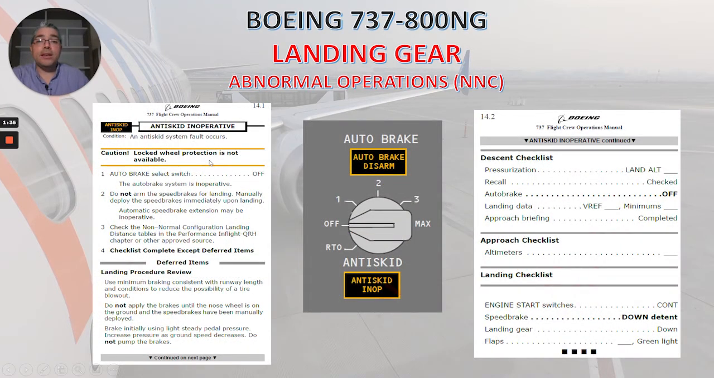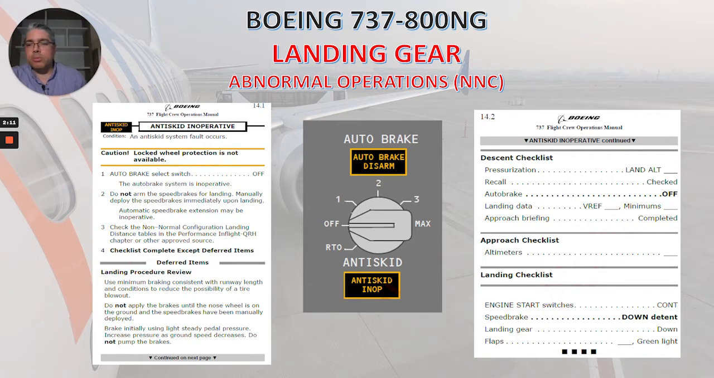So let's talk about the anti-skid inoperative non-normal checklist. The condition is an anti-skid system fault occurs. Caution, locked wheel protection is not available. And remember, we talked about this locked wheel protection in our previous video. I will leave a link here in the corner, so you can click on it and review that video if you haven't done it yet.